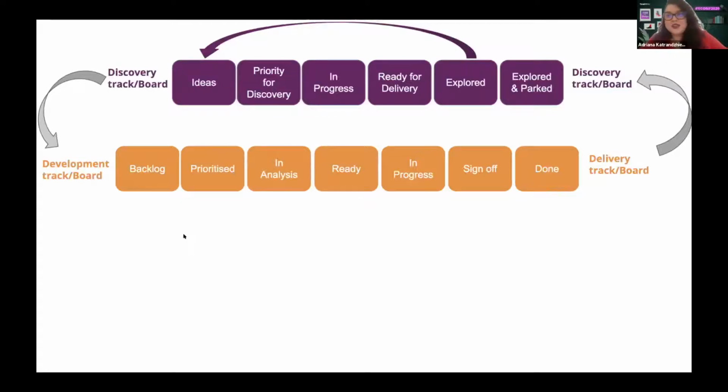I suppose it will be digital now, but we had a physical board and we had a discovery board and a development board. And what we had was, in the discovery board, we had different categories. So we had ideas that anyone could put on. So any stakeholder that passes by our area could put their ideas on, or maybe team members, or maybe this is something that we found from observing something, or maybe some assumption.